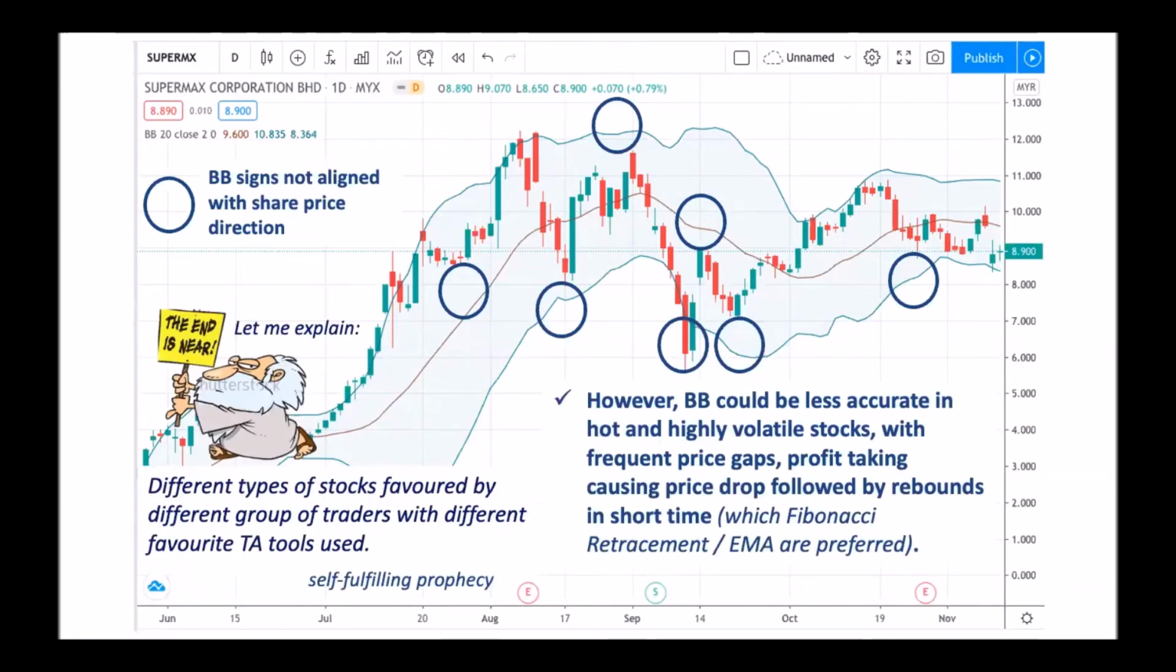Okay, so perhaps the only explanation I can give is that different types of stock are preferred by different groups of traders, and they use different favorite technical analysis. Not many have huge capital to invest in the stock market. So some are very familiar with oil and gas. They only invest in oil and gas stock, so they may use a different tool, compared to those using it on volatile stock like gloves. They are different groups of traders.